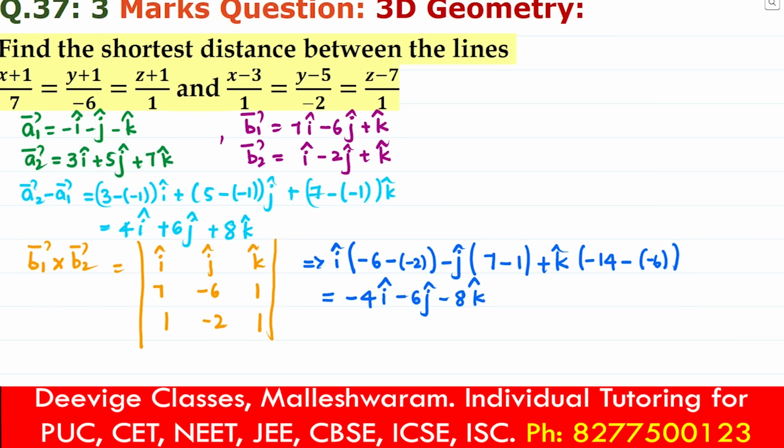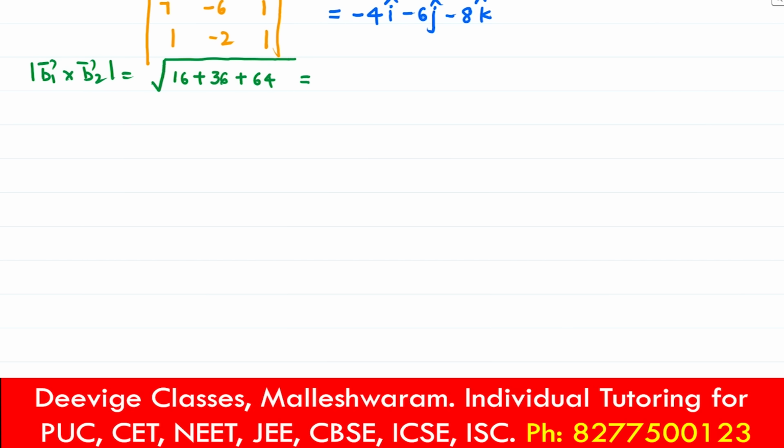Okay, so next find out the magnitude of this one. Magnitude of B1 cross B2 will be equal to the square root of minus 4 whole square, that is 16, plus 6 whole square, that is 36, plus 8 whole square, that is 64, which is square root of 116, the magnitude of B1 cross B2.